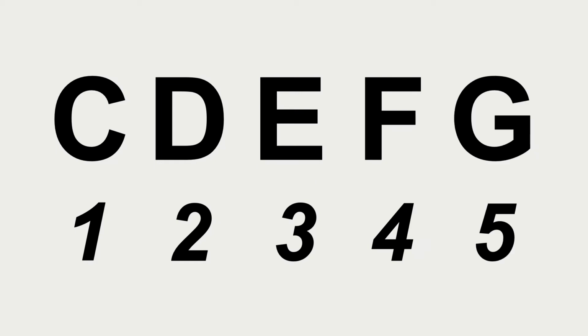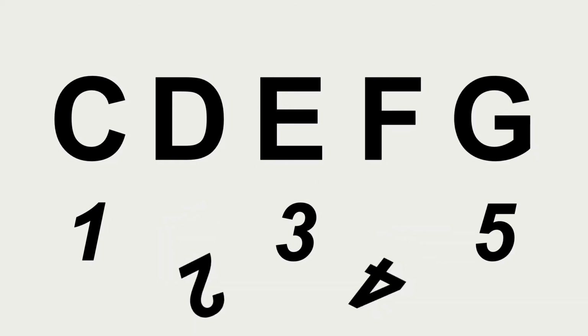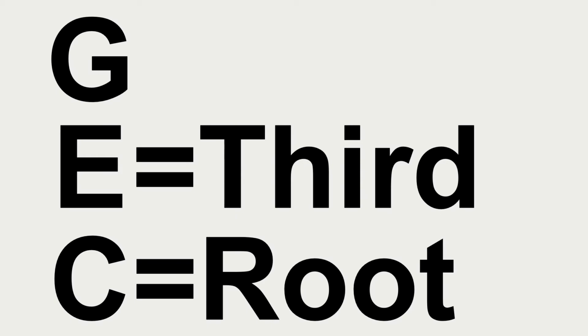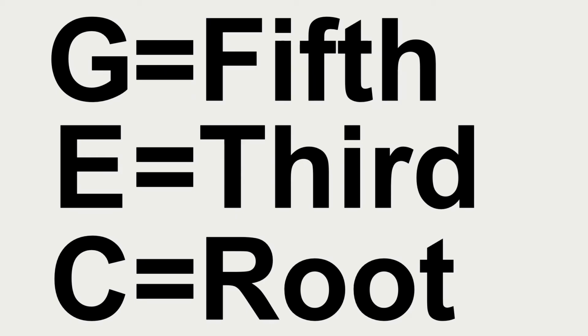C is 1, D is 2, E is 3, F is 4, and G is 5. Now remember, we only need 1, 3, and 5, so we can get rid of 2 and 4. What we're left with is C, E, and G. C is the root, E is the third, and G is the fifth.